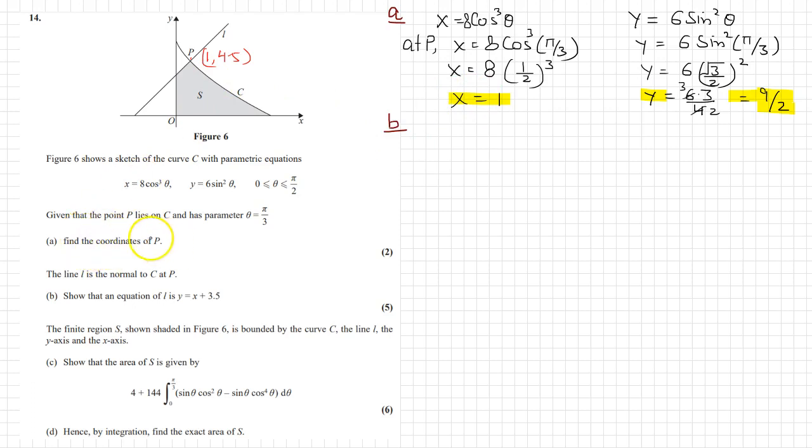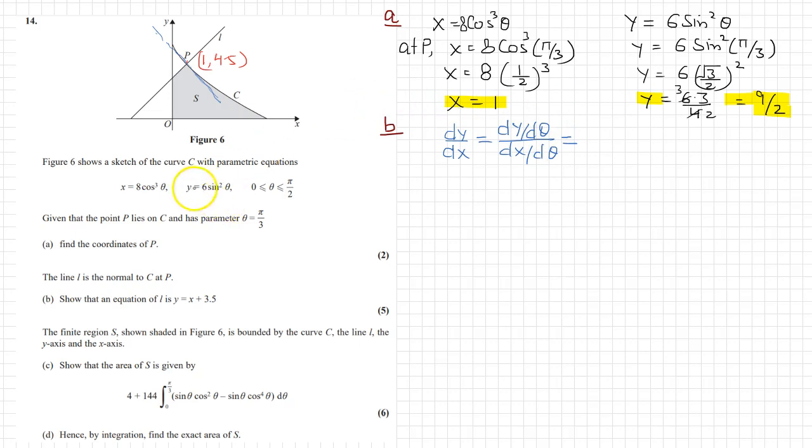Now the line L is a normal to C at P. This is if this was a tangent, so this is a normal. We have to find this equation. So to find the equation, we have the coordinates. We have to find dy over dx at P. So dy over dx is equal to dy over d theta divided by dx over d theta.